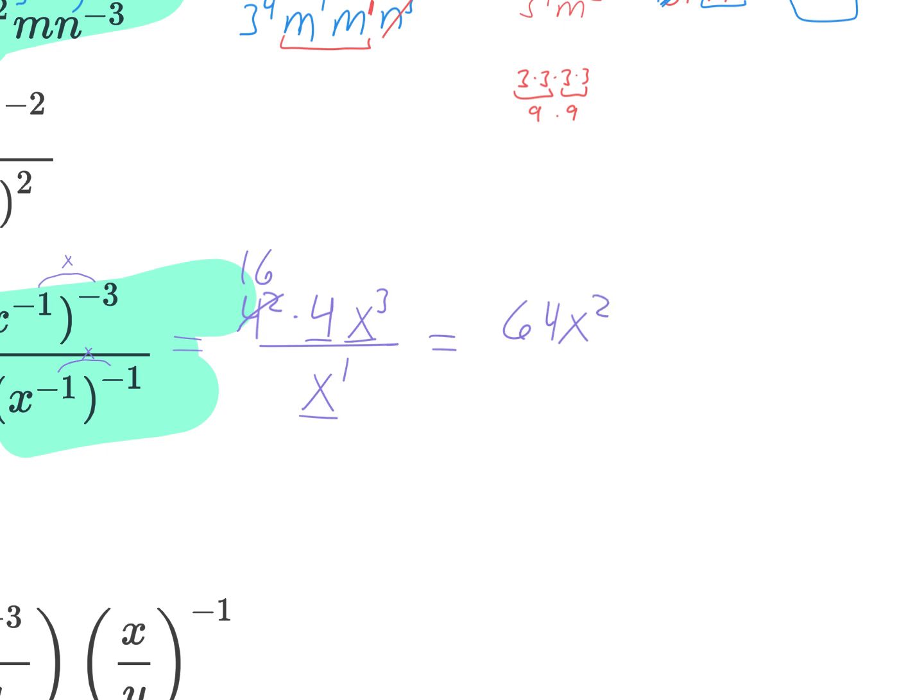There's nothing left on the bottom, so you're not going to write that over 1. It was only when you had stuff on the bottom that you would write the 1. You don't have to write that over 1 on the bottom. I can just say that this is 64x squared. Is it wrong if we write the 1 at the bottom? I mean, no, it's not wrong.